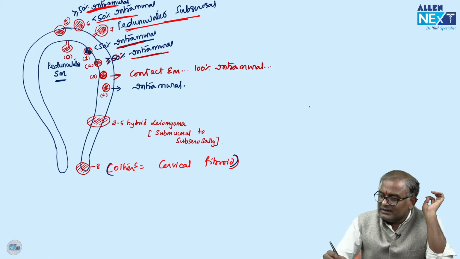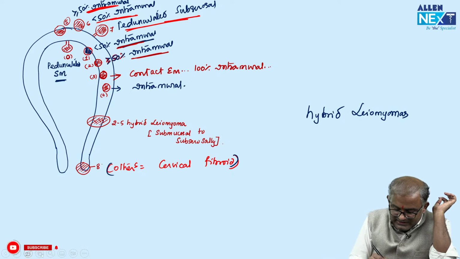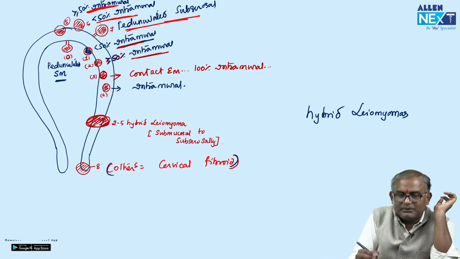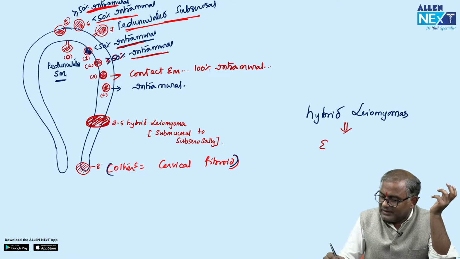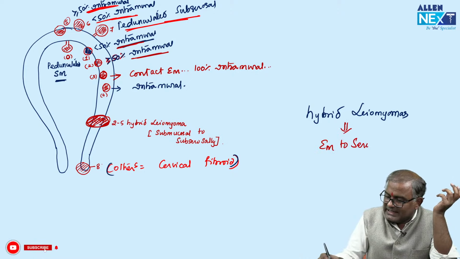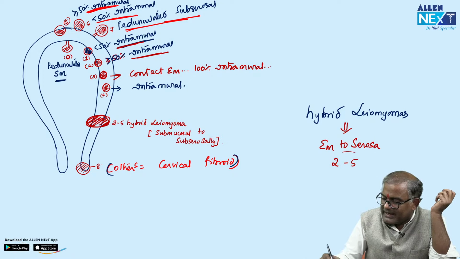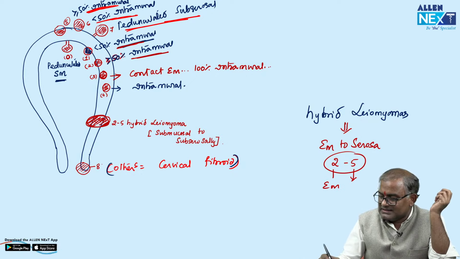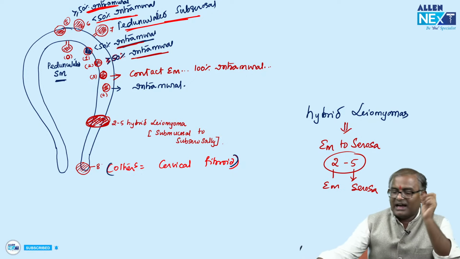And there is another type of fibroid, that is hybrid leiomyomas. It is nothing but fibroids extending from endometrium to serosa. We give two numbers separated by a hyphen. 2 represents endometrium, 5 represents serosa. This is hybrid leiomyomas. I think this is clear.